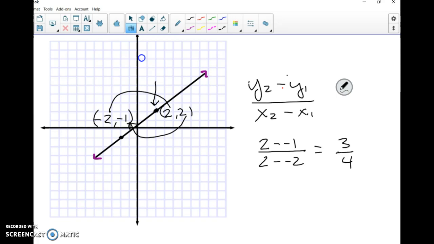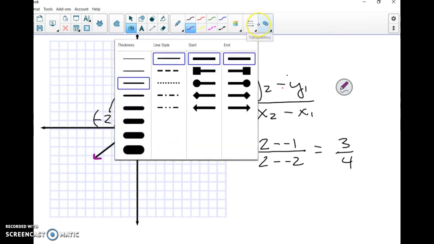And if we look back to the graph, we can see this. Rising 1, 2, 3, running 1, 2, 3, 4. Matches our line. It's a constant rate of change. We've calculated it. That slope applies to every point on the line.